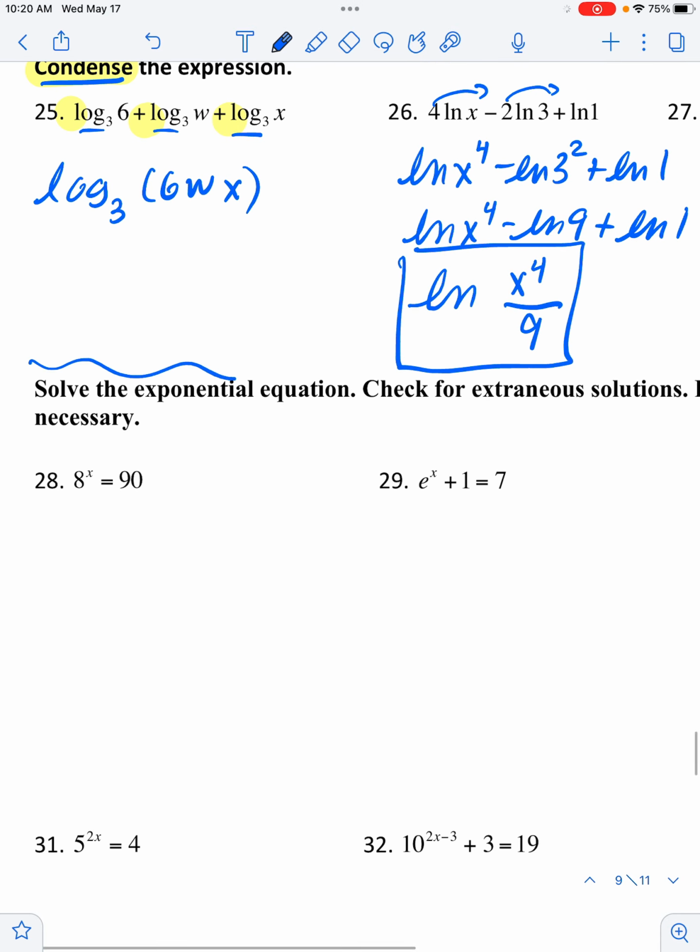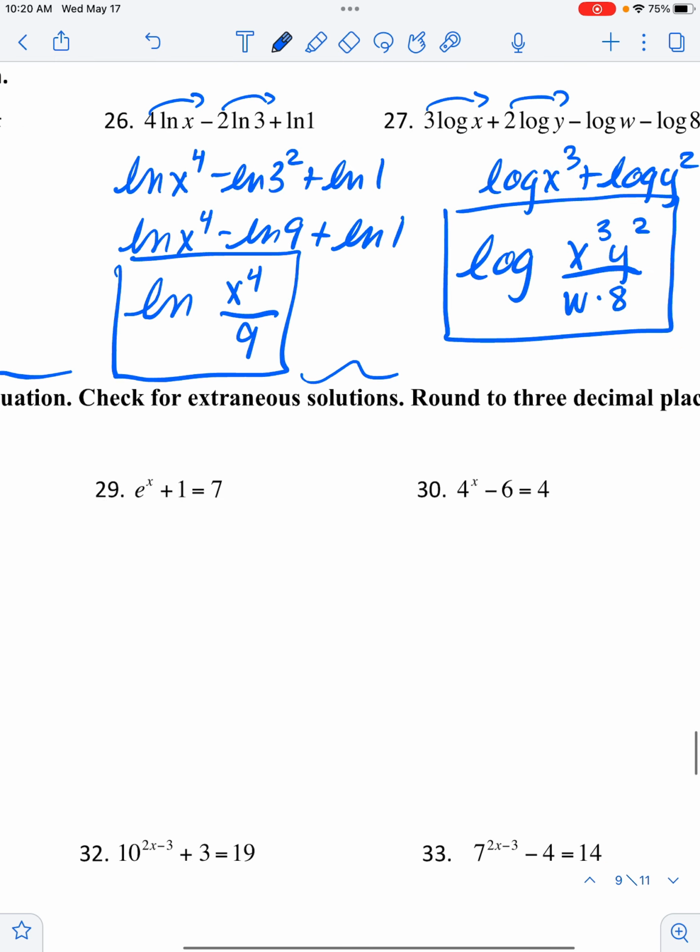Okay, so that was the end of what we were supposed to do for day one. So I'll post that and then I'll start again with the day two solving.